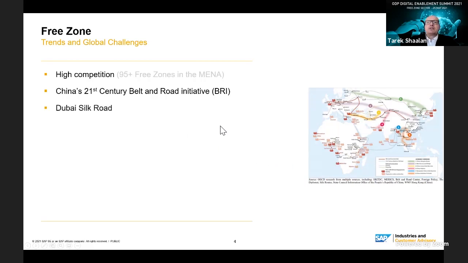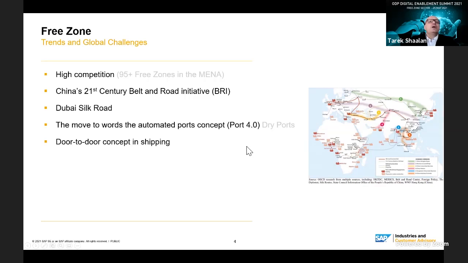Next is the Dubai Silk Road. Dubai launched earlier the Dubai Silk Road to connect the Mediterranean with the Red Sea across other areas, and the rail as well. That's also a very ambitious project. There is also the move towards the automated ports concept, and dry ports are not far from that. This has already started in maritime ports. Dry ports are also joining the innovation and technology improvements with autonomous dry ports coming through.